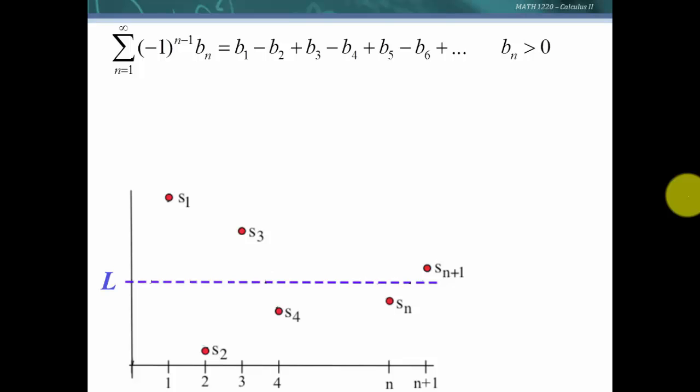So let's look at this just a little bit closer. As we take this, we are going to start by taking the first partial sum, which is b sub 1, and then as we take b sub 2, we will subtract this positive number, and so we will be decreasing here, and we have this s sub 2.